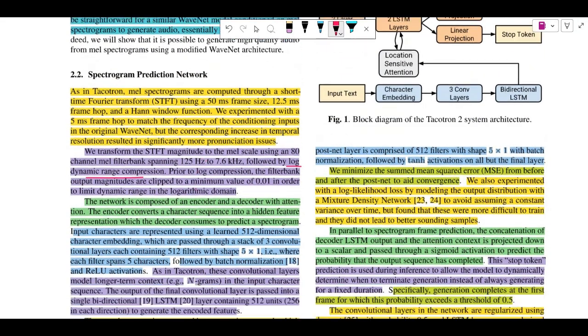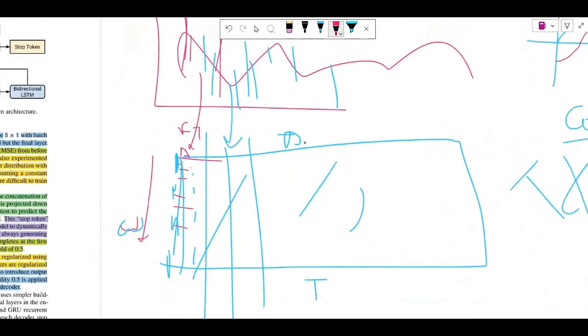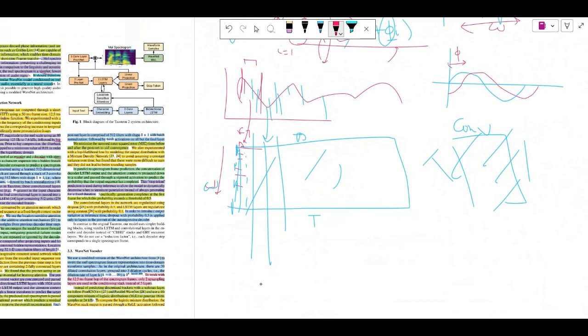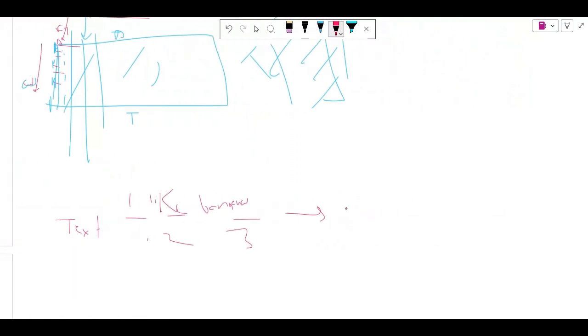So their network is composed of an encoder and decoder with attention. The encoder converts the character sequence into a hidden feature representation, which the decoder consumes to predict a spectrogram. This is a typical sequence to sequence thing where you have a text, say, or a sequence. So I like bananas, which I do, even though I'm spelling them wrong. So this is an input sequence, 1, 2, 3, and say you want to translate it to some other language, say Hindi.